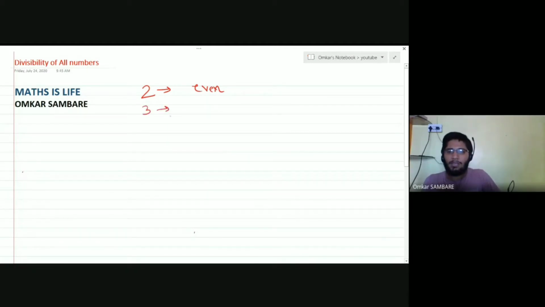What is the divisibility of 3? Divisibility of 3 is: if the sum of digits is divisible by 3, then the number is divisible by 3.